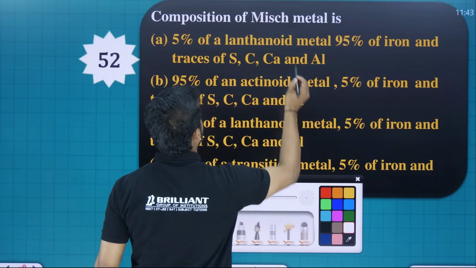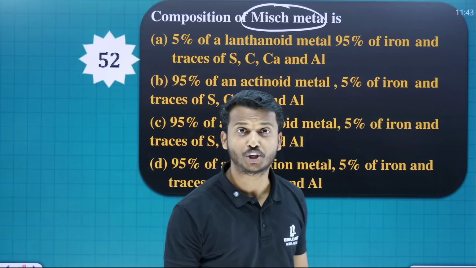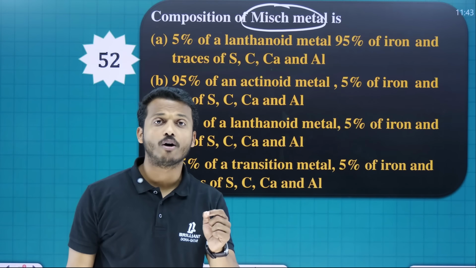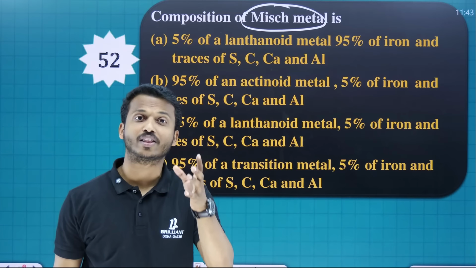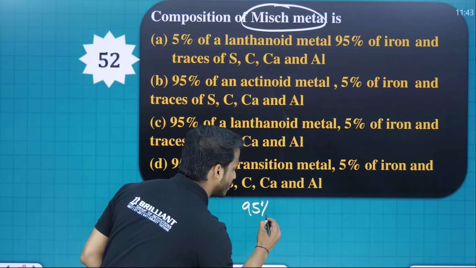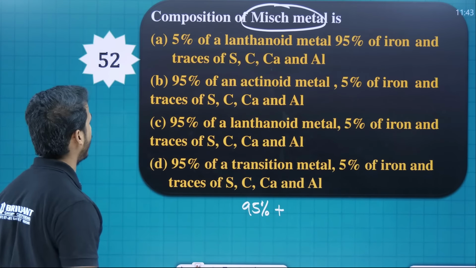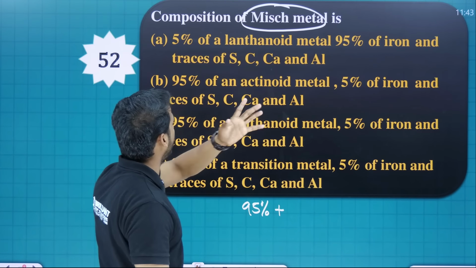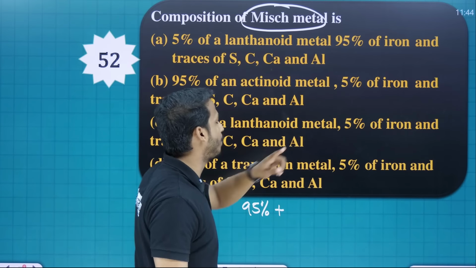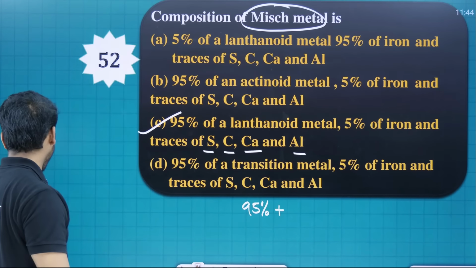Next one, what is the chemical composition of mish metal? The one which is used in bullet and shell coating and all, right? Mish metal is actually an alloy. It is an alloy of 95% lanthanoid element, basically cerium, and 5% iron and traces of sulfur and so on. Not 95% actinoid, no, 95% lanthanoid. 95% lanthanoid metal with 5% iron and traces of sulfur, carbon, calcium, aluminum is called mish metal.